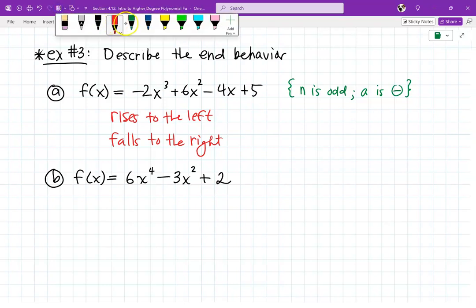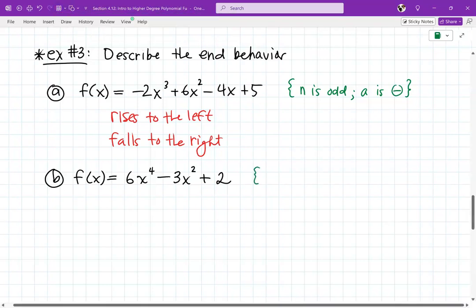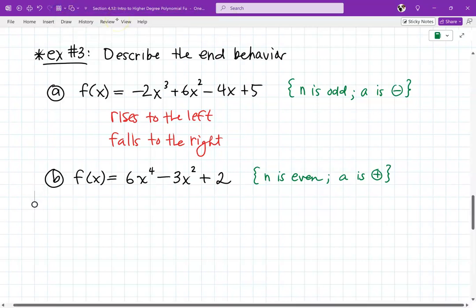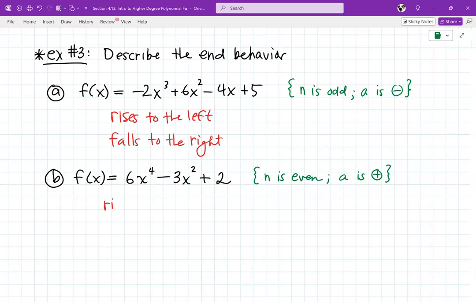All right, what's my degree on part B? It's 4, so n is even. And a is what? Positive. So if n is even and a is positive, what does it do to the left? It rises. And what does it do to the right? It rises, because even ones do the same thing on both sides. So it rises to the left and it rises to the right.